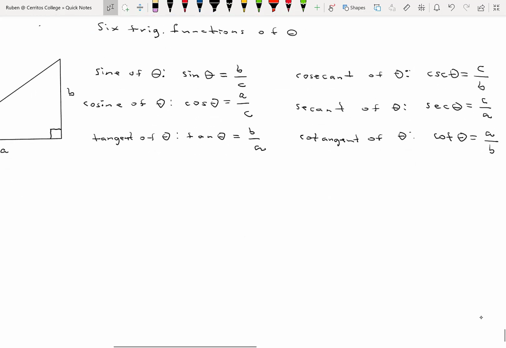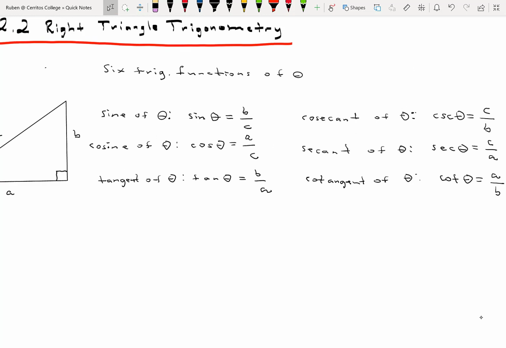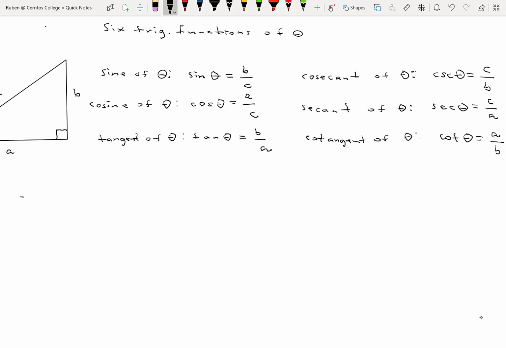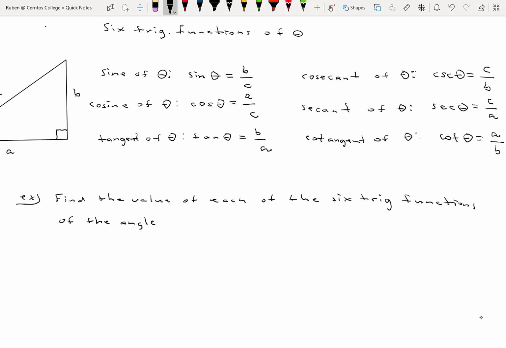Okay, so let's take a look at our very first example of using the 6 trigonometric functions. A very simple example. For example, the task is to find the value of each of the 6 trig functions, trigonometric, which we always abbreviate to trig, T-R-I-G, of the angle theta pictured. I'm going to draw an angle theta.